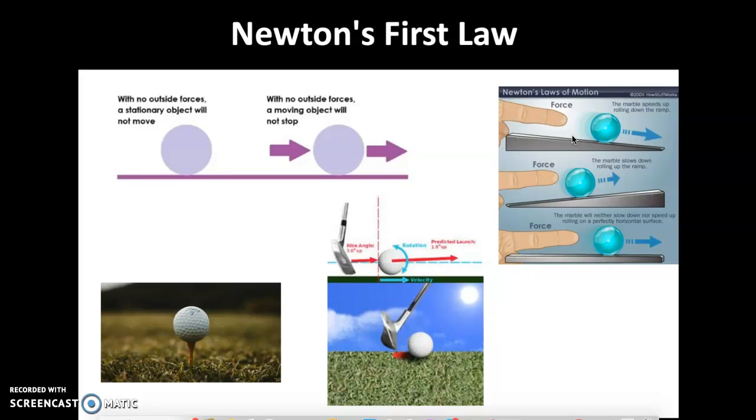And on a flat surface, the marble will neither slow down or speed up unless we apply a larger force in order to push it against the opposing force. But on a flat surface, the forces would be balanced. The other two would be unbalanced.